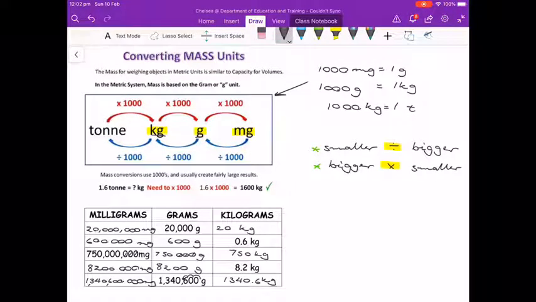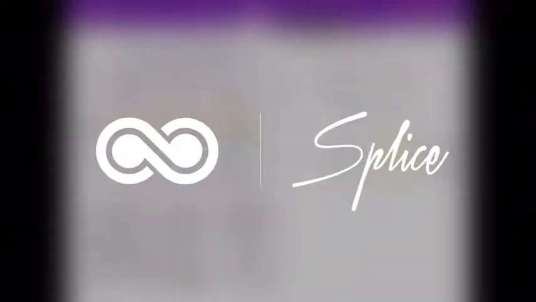So that is how you convert mass using the converting chart above. Take note of where you're starting and then in what direction you're going to make sure that you are using the correct operations. Thank you.